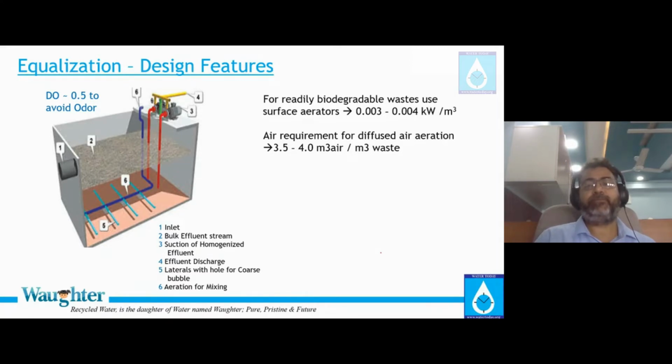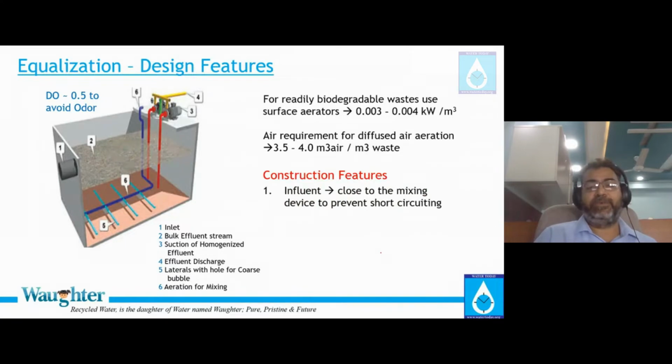Or if the waste is very difficult, then at those times you can use an air requirement for diffused aeration of 3.5 to 4 cubic meters of air per cubic meter of the waste. These are typical thumb rule criteria for designing the aeration system of an equalization tank. The equalization tank is designed on the flow patterns and everything.